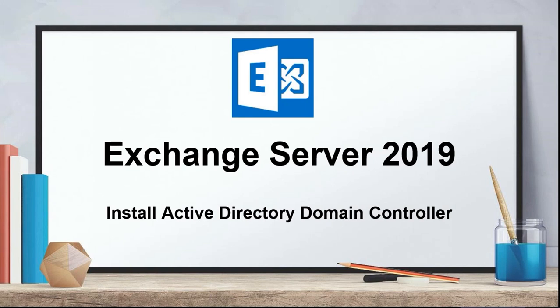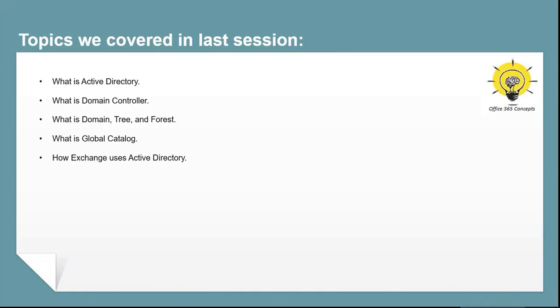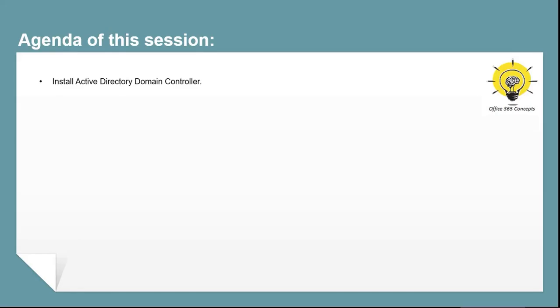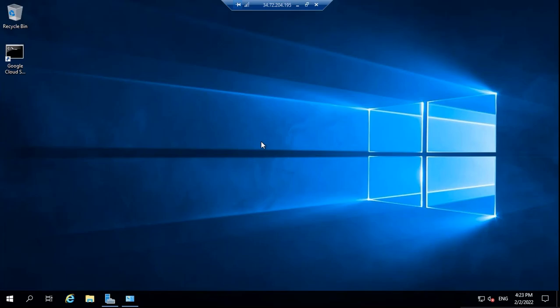Welcome to the second video of this entire series of Exchange Server 2019. In the last video, we discussed a few important concepts of Active Directory. We also discussed why Active Directory is required for Exchange Server. In this particular video, I will demonstrate how to install the Active Directory role on Windows Server and how to promote that server as a domain controller. So we are going to set up a domain controller on this particular server.